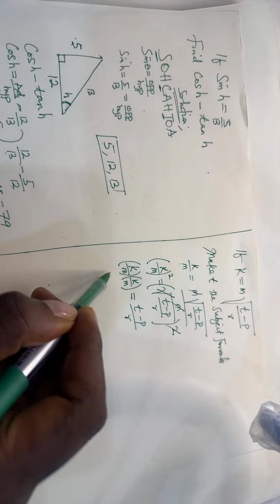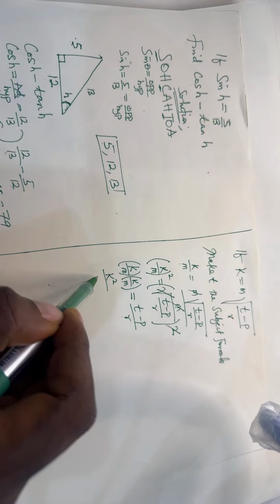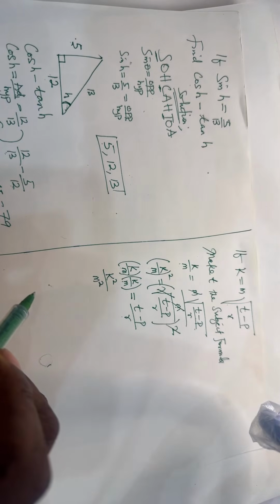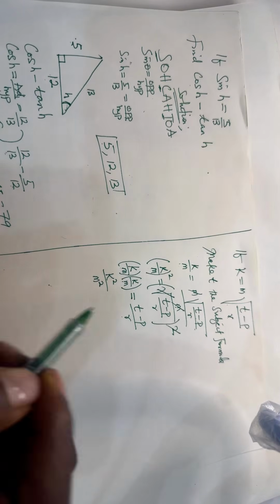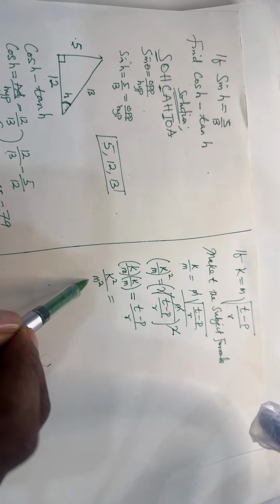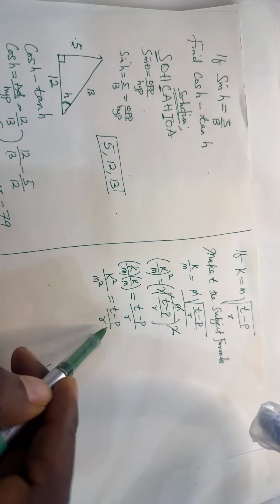Good. Somebody said K squared. You're correct. K squared. Also, M times M will give you M squared. How did you get 2K? It's K squared. So you see, this one times this one gives us this one, and this one times this one gives us this one. Still remaining is T minus P over r.